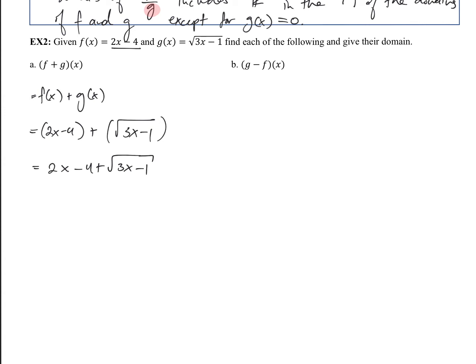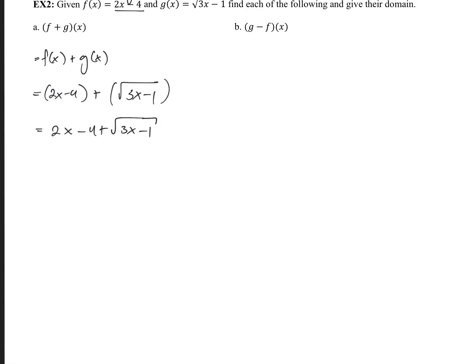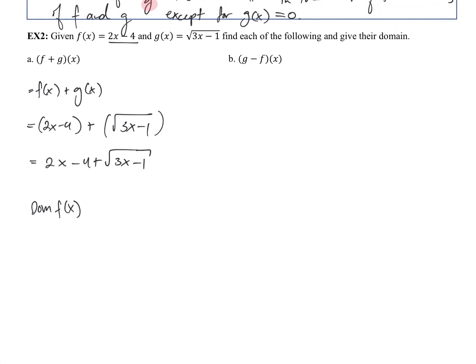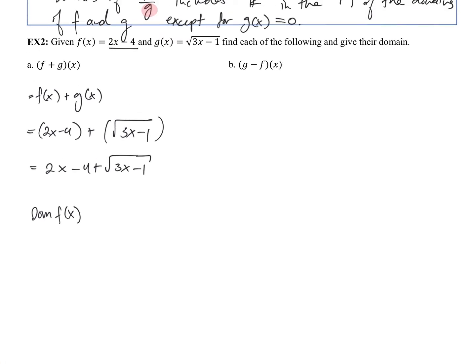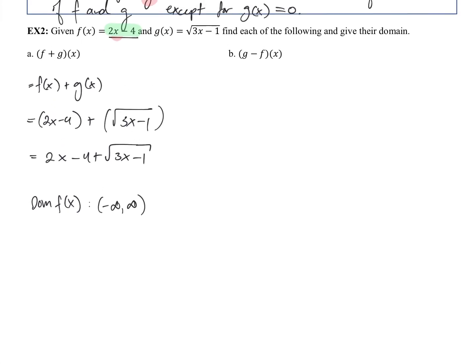Okay, so then to find their domains, we first need to find each domain separately and then find the intersection of them. So the domain for f of x, well, if you look at f of x, it's just a linear equation. How do I know that? Well, just because we have x to the first power. So since it's linear, the answer is all real numbers. We don't have any restrictions. So that'll be negative infinity to positive infinity. Now the domain of g of x.